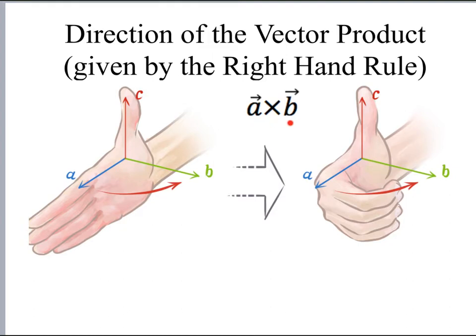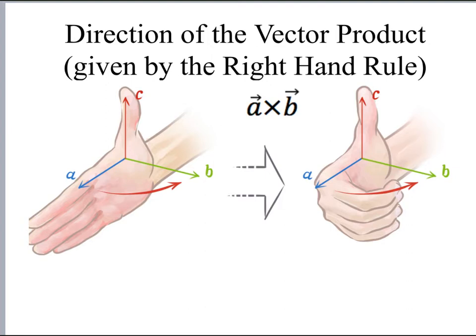So if I want to do A cross B, I line my fingers up with the A vector, and then I rotate my fingers so that they line up with the second vector, which is the B. So for A cross B, you line your fingers up with the first one, and you rotate them towards the second one, and then your thumb extends in the direction of the cross product, or the vector product. Now, this means that the cross product, or the vector product, is always going to be perpendicular to the plane that A and B are in, the original two vectors.